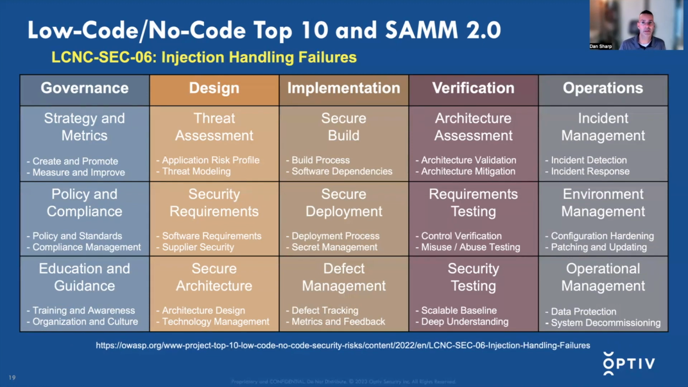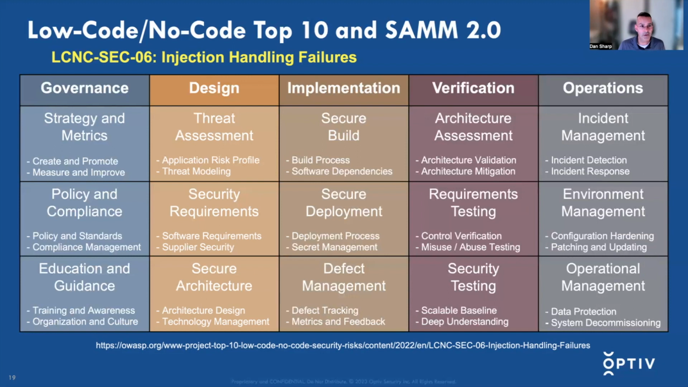So number 6, injection handling failures. Applications ingest data in multiple ways, including direct input or retrieving content from various services. And this data can contain malicious payloads that may introduce risk to the application.